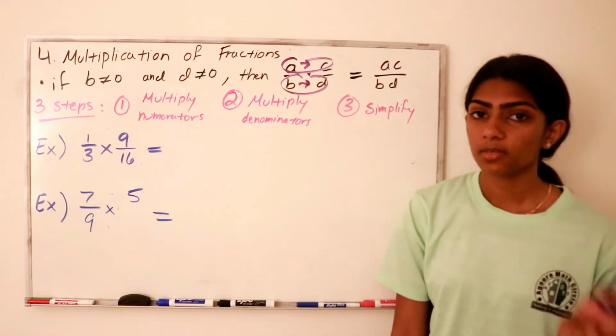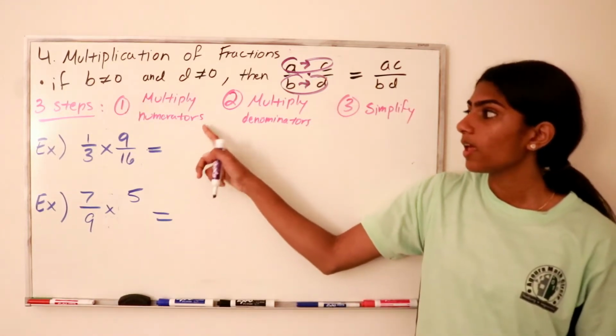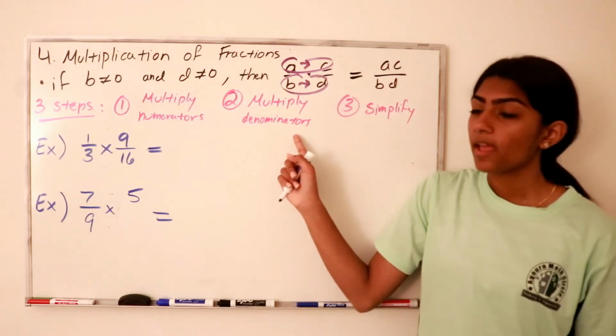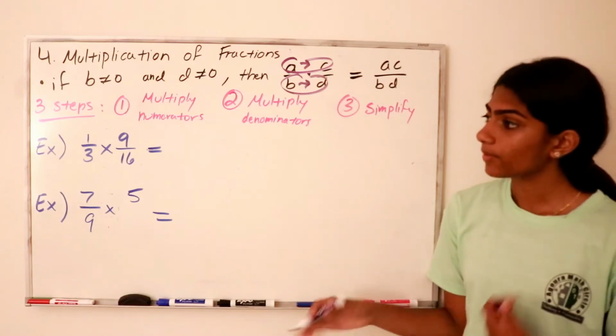So there's 3 steps in multiplying fractions. The first thing you do is multiply the numerators. Next, you multiply the denominators, and finally, you simplify. Now this is really important. So let's look at some examples.